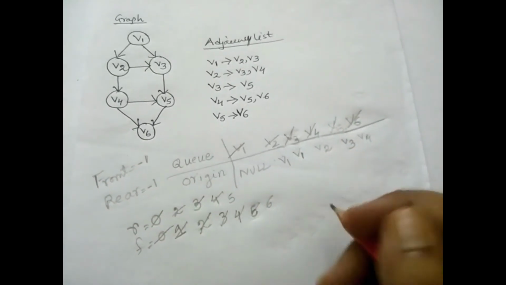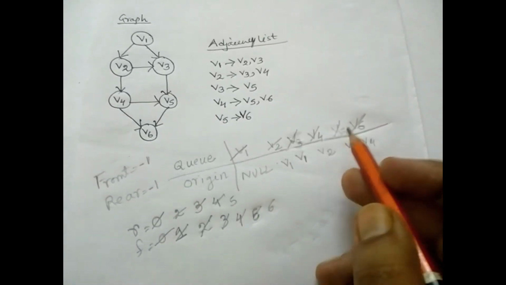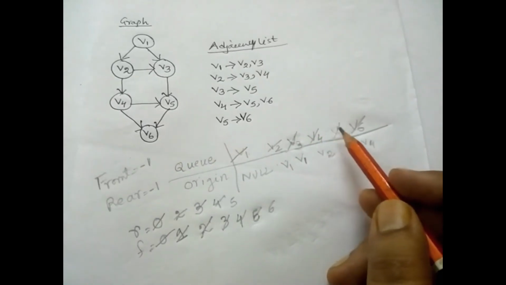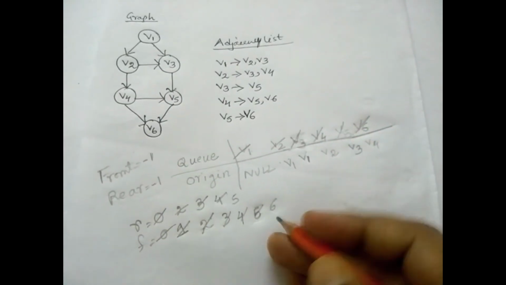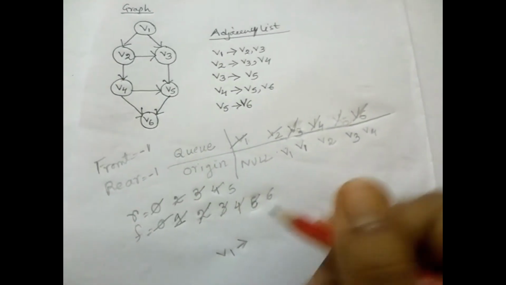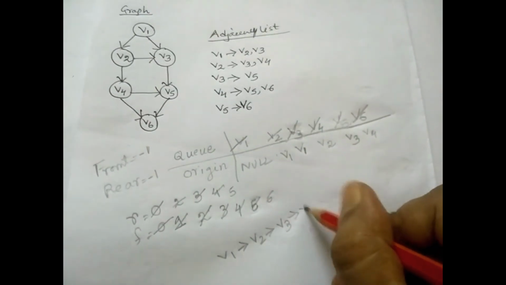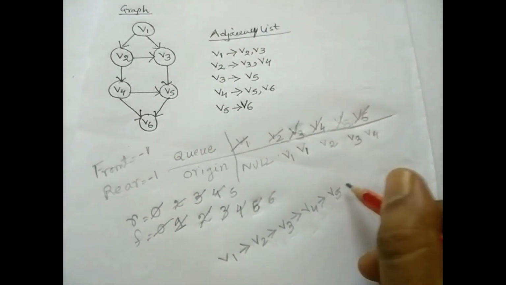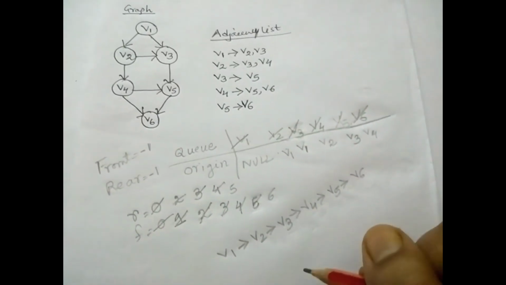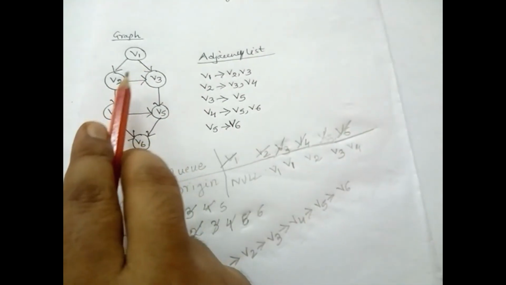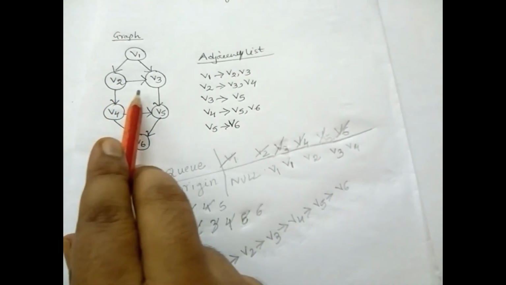Now see the traversing sequence: first v1, then v2, then v3, then v4, then v5, then v6. So the traversing sequence is v1 arrow v2 arrow v3 arrow v4 arrow v5 arrow v6. Clear? Check the traversing sequence. The traversing process has been performed layer wise: first v1, then v2 and v3, then v4 and v5, then v6.